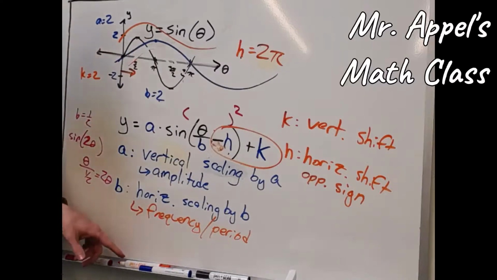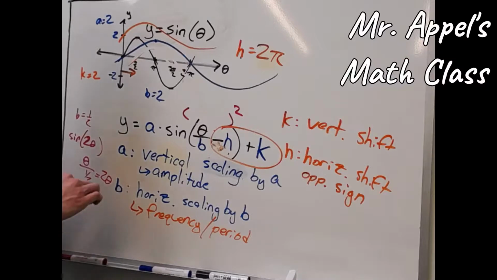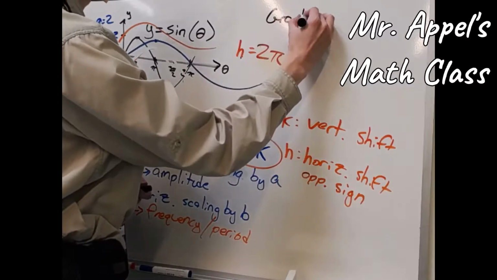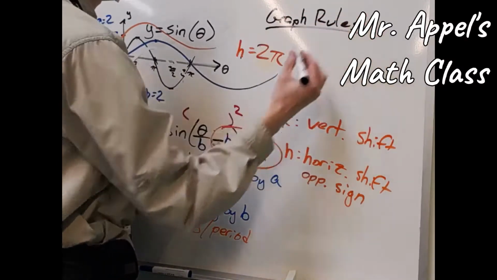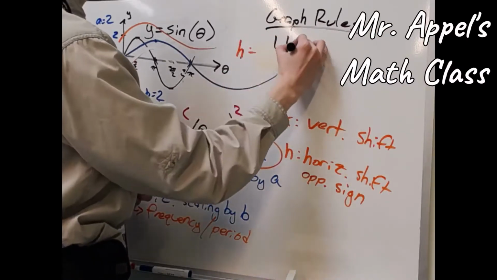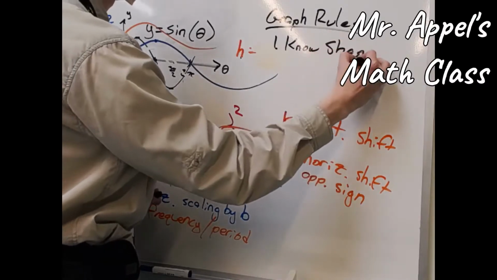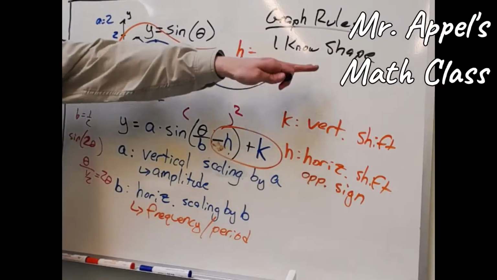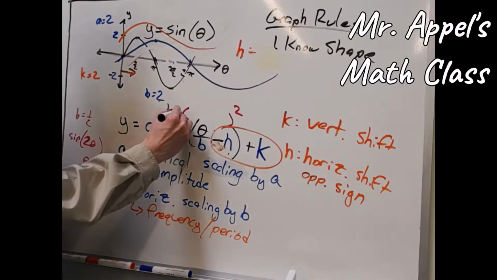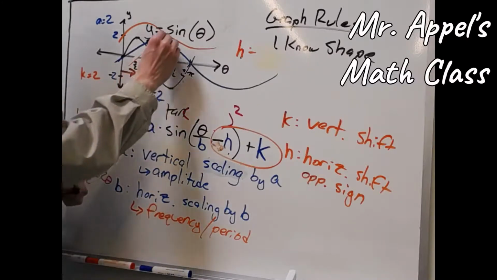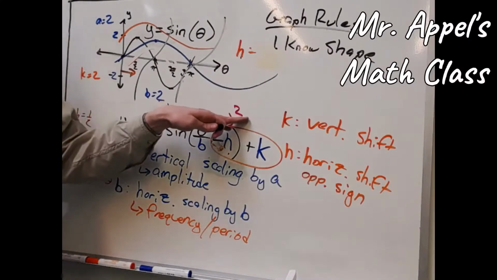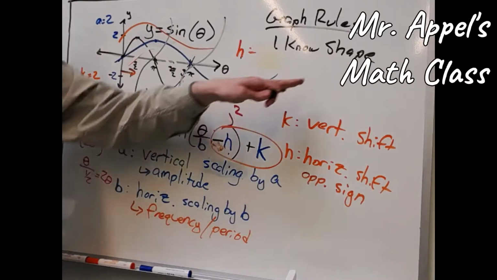In fact, I would say when you're graphing anything, just graph rules. Excuse me, H. 1. Know what shape you're dealing with. This comes from what type of function is it? Is it a sine function? Is it a tangent function? Tangents, right, look like this. Is it a quadratic function? Cubic? Some other polynomial? Right, start with shape.